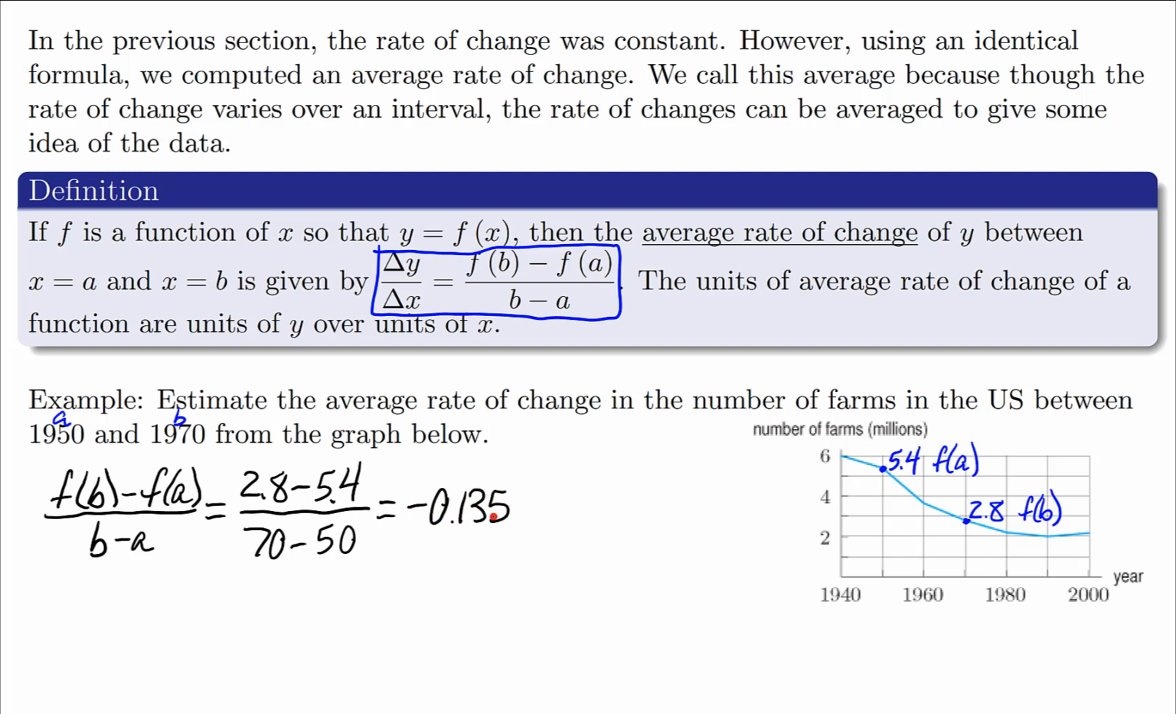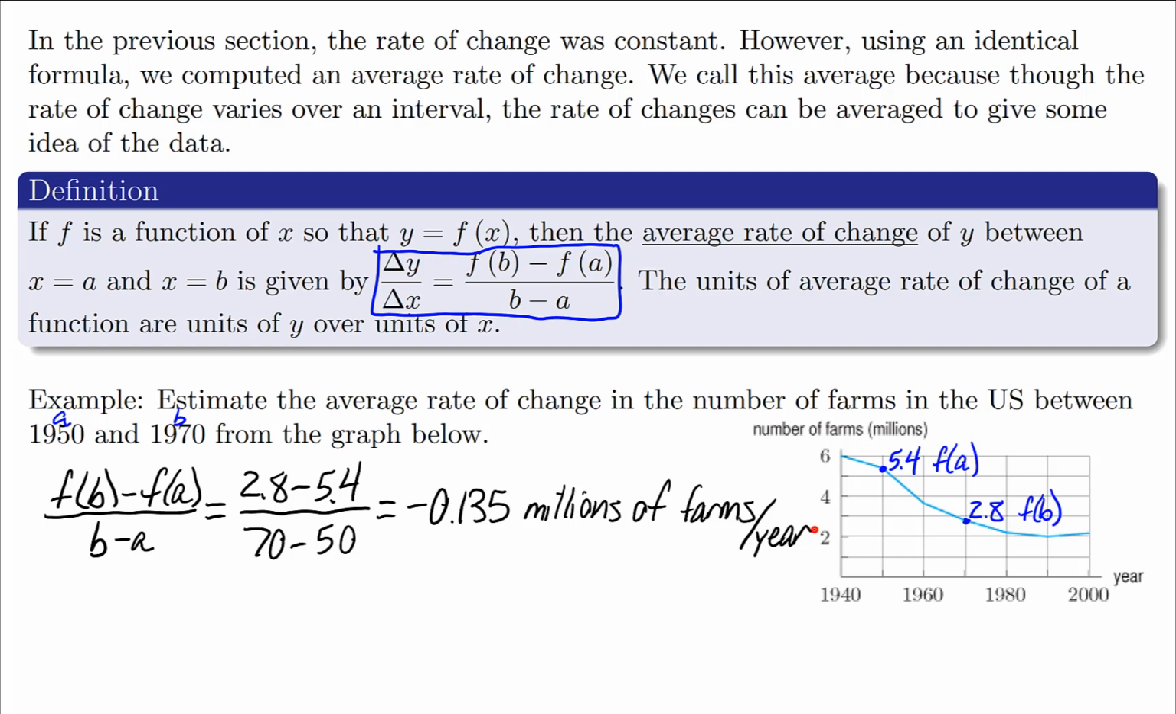0.135. Now let's pay attention to the units here. It's the units of y over the units of x. y is in millions of farms, and x is in years. So we're looking at millions of farms per year. Now I really don't like writing an answer like this. Would anyone take you seriously if you said 0.135 million farms? No. It would be much better to convert that to something a little bit more meaningful.